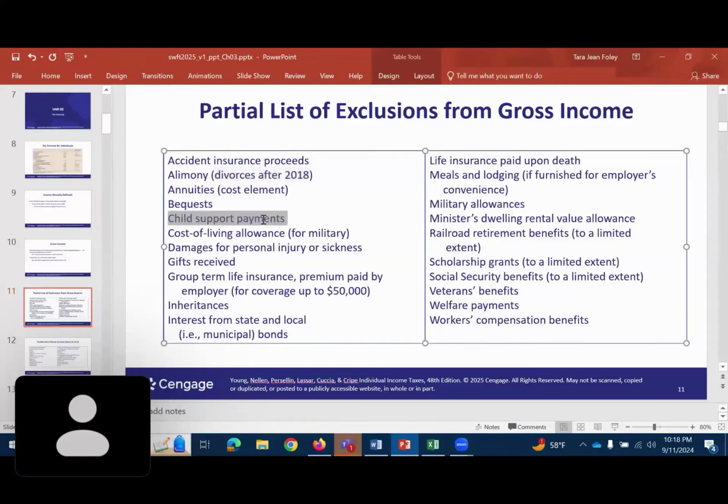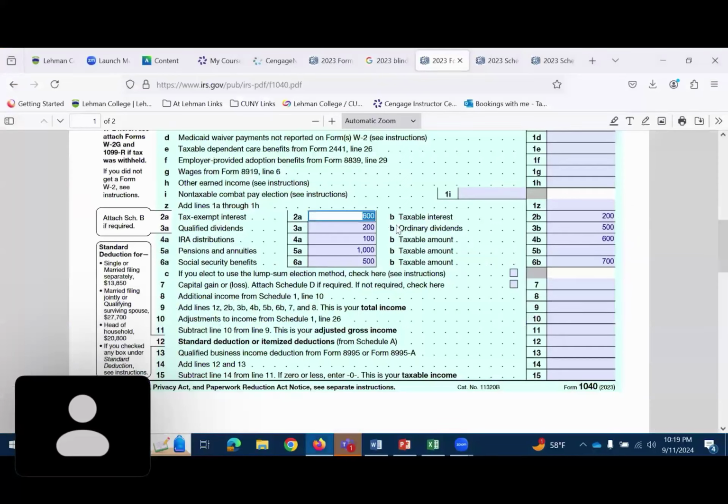Child support payments are not included in income. Cost of living for military, damages for personal injury, gifts received are not included in my gross income. Inheritances, interest from municipal bonds. That's what I had over here, right? That's tax-exempt interest.